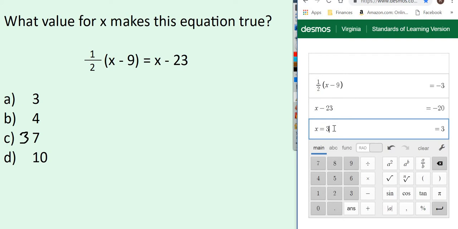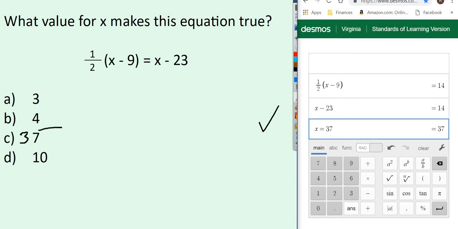3 gives us -3 and 20, so that didn't work. I'm going to try 4. That gave us -2.5 and -19. That is not equal. I'm going to try 37, and it gives us 14 for both, so that looks like my answer. And let's try 10 just to make sure. 0.5 and -13 are not equal, so it is definitely the 37.